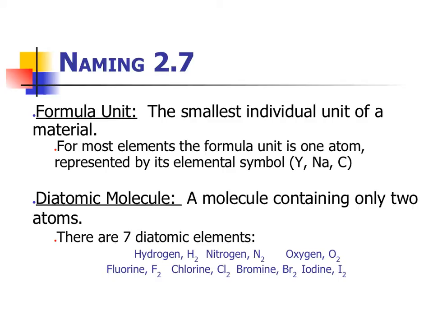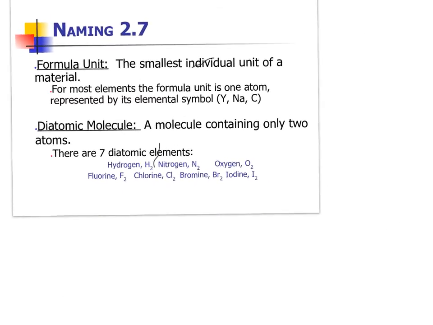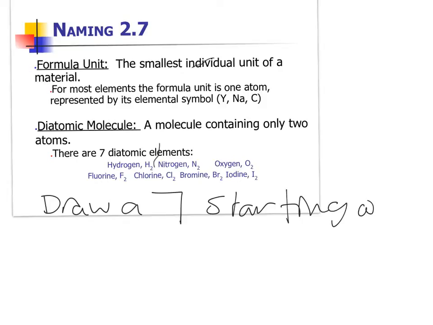One of the concepts that we've talked about before is the diatomic molecule. And we had 2 different methods for memorizing them. There are 7 of them. So one of the ways to remind us of how to use them was to draw a 7 starting at 7. And element 7 is nitrogen.